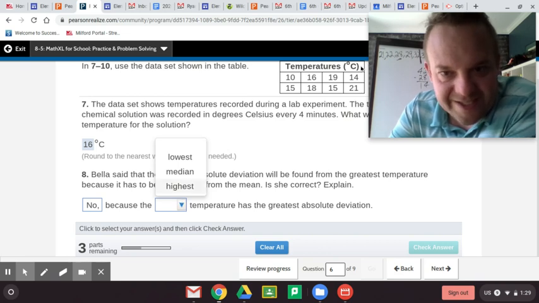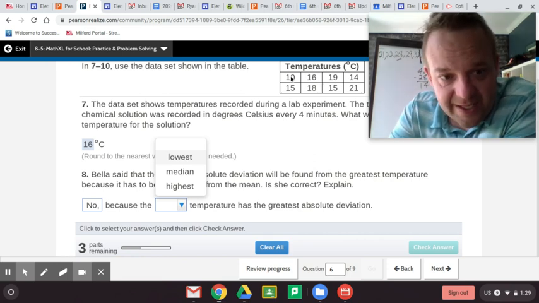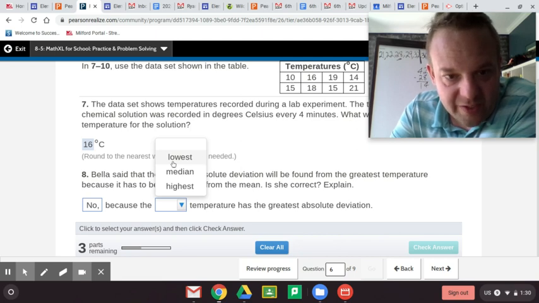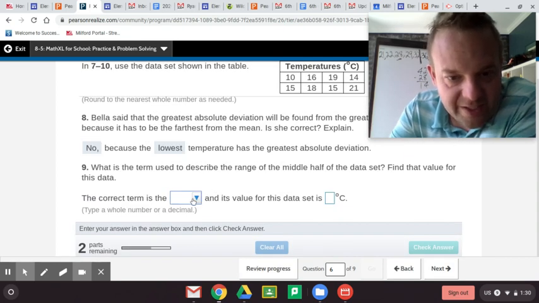Wait, let's see. So let's look in this case. If the mean is 16, the smallest temperature is 10, and the highest temperature is 21. So 16 to 21 is 5 away. 16 to 10 is 6 away. So in this case, the lowest temperature has the greatest absolute deviation from the mean.